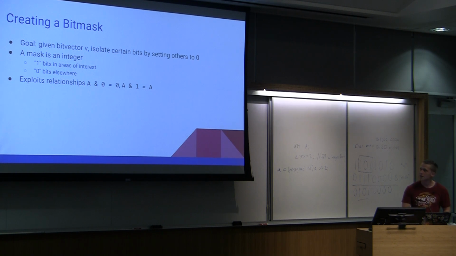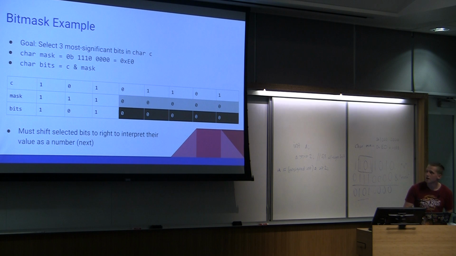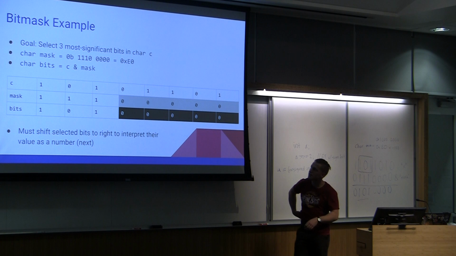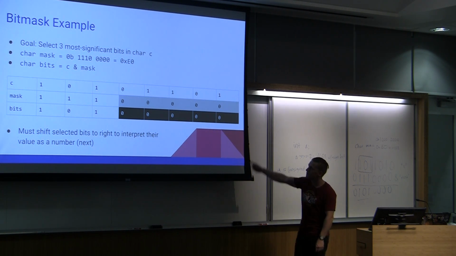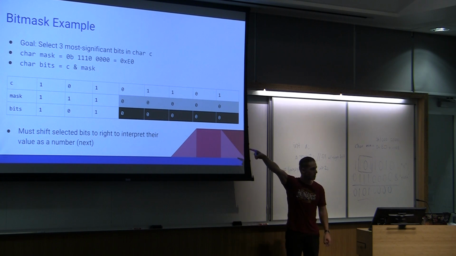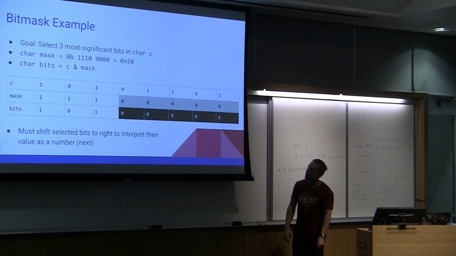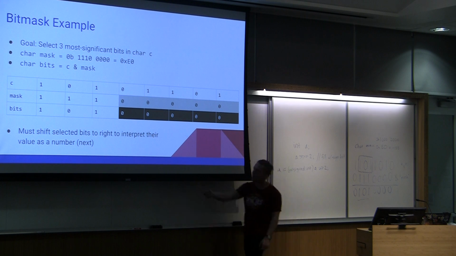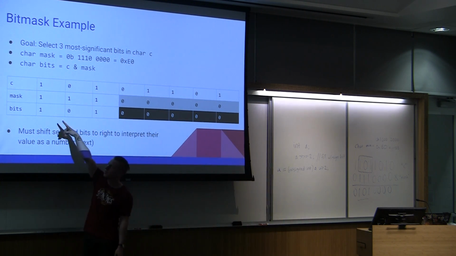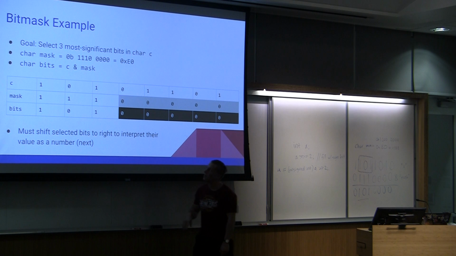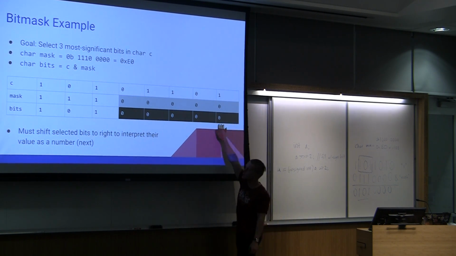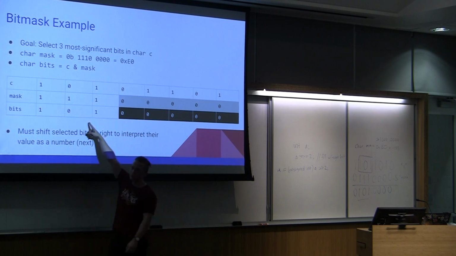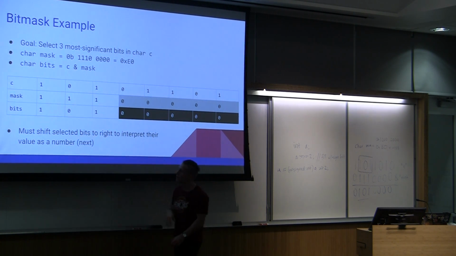So on this next slide, I basically just have another example of doing the same thing I did on the board. Here, I said let's just select the 3 most significant bits in my character C. So the value of C in binary is written on the top row of the table. And then I construct a mask that's 1s where I care about the value of C. So I just put the 1s here in this case. And then when I AND the mask with the original character, this part is black to show that it's turned off. And then I get the original value of C in the bits where the mask was 1.